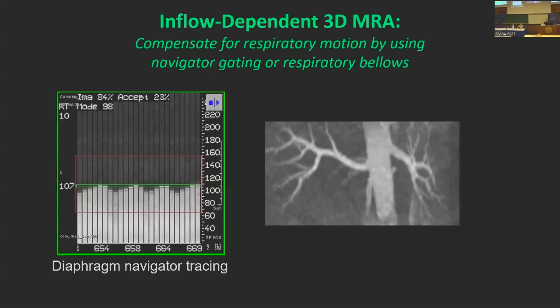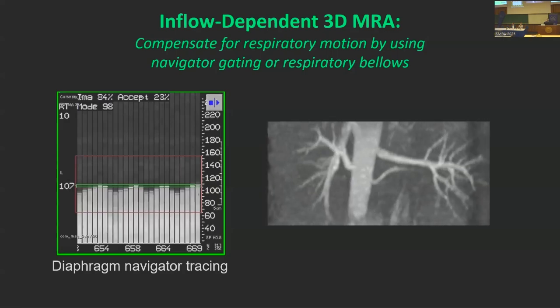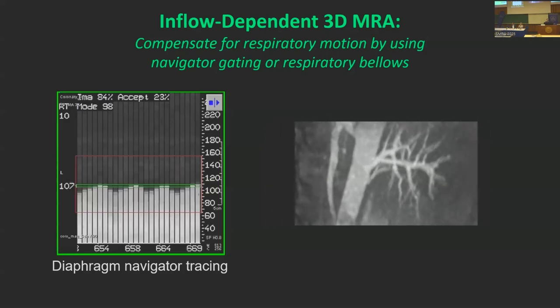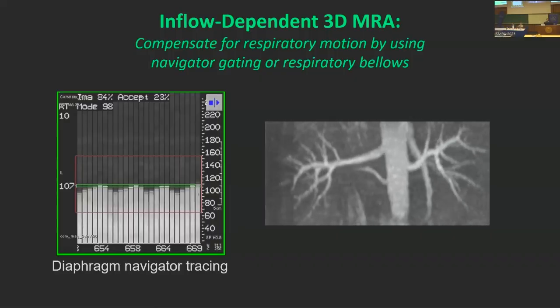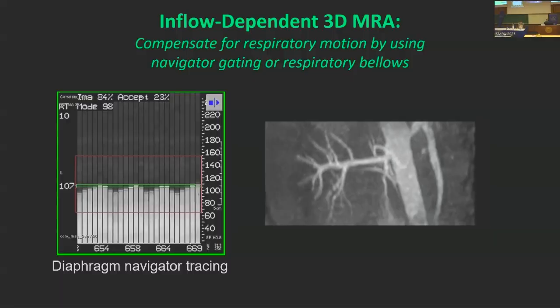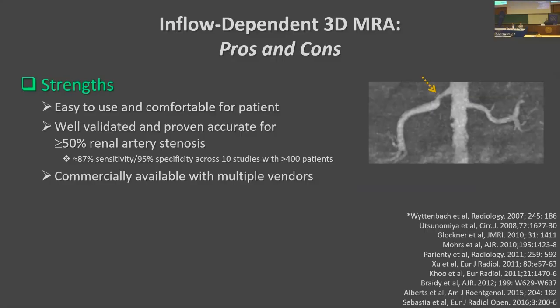Here's an example using navigator gating. You can also use respiratory bellows for this approach. And as you can see, you can get some very pretty image quality with this technique, sometimes better than you can get with contrast-enhanced imaging. Here's an example of a right renal artery stenosis with this approach. It's very easy to use, comfortable for the patient, relatively short scan times of typically only a few minutes.